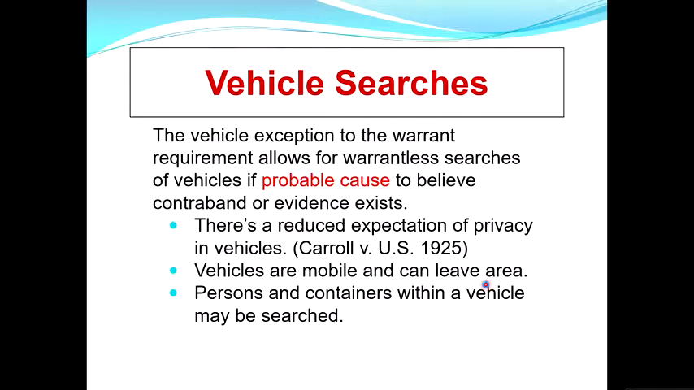And here, reduced expectation of privacy. Interestingly, mobile homes actually fall under the vehicle search exception. So remember I said, usually you need a warrant to search a house. Well, a mobile home is a vehicle, right? It has wheels and an engine. So they don't need a warrant to search a mobile home either.